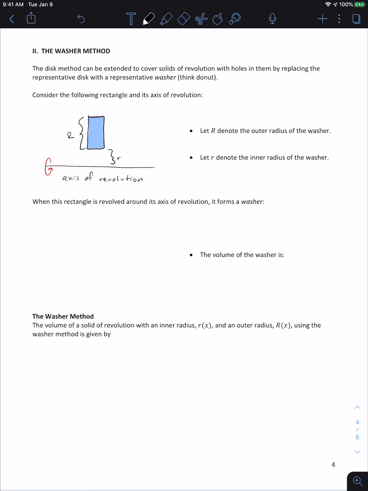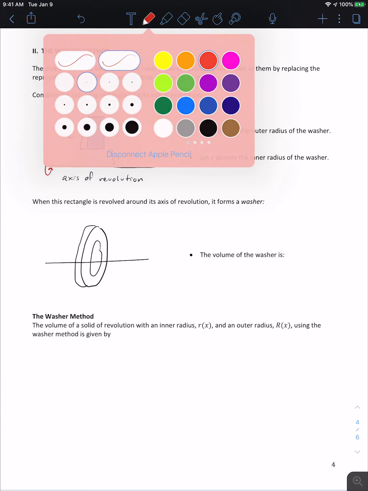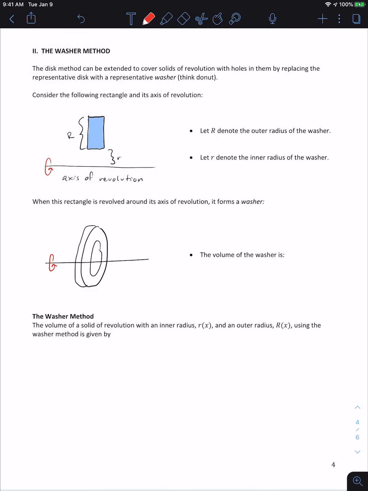As you can imagine, it would look like a disk. Again, let me try to draw a picture. Here's our axis of revolution, and if I were going to draw what the original rectangle looked like, it looks something like that. That is our original rectangle there. This space right here would be little r, and this space up here would be big R.